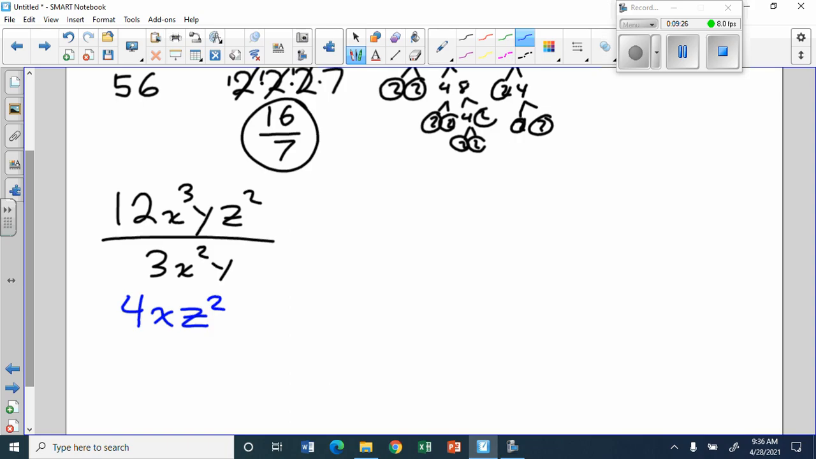Okay, so the answer becomes 4xz squared. Sit down, let me show you the y. If you don't have it, grab your blue pen.